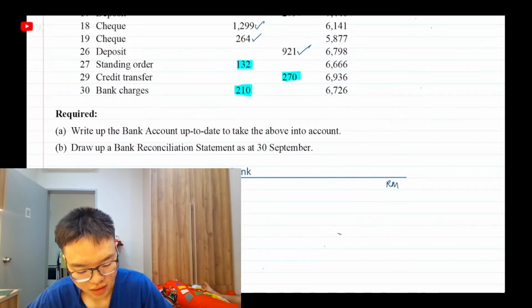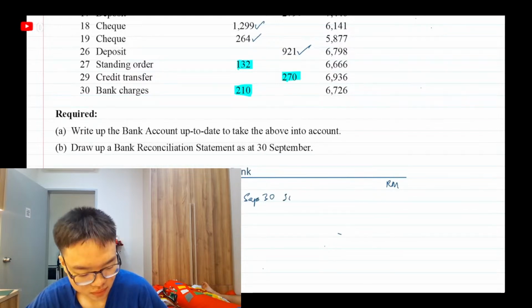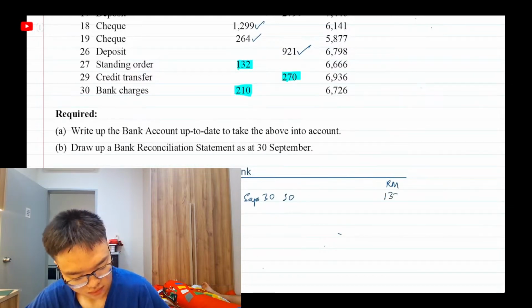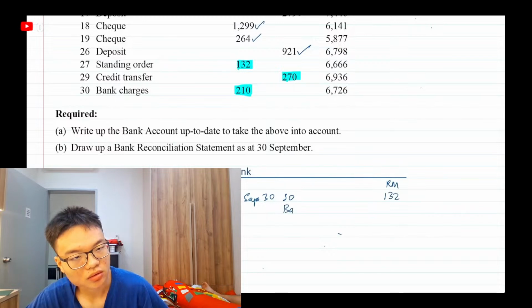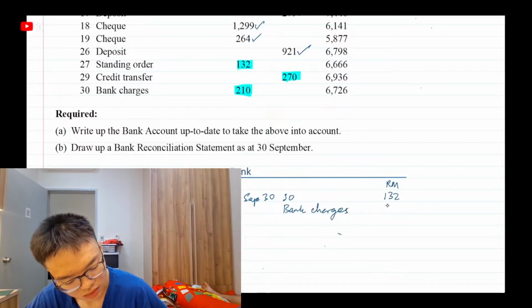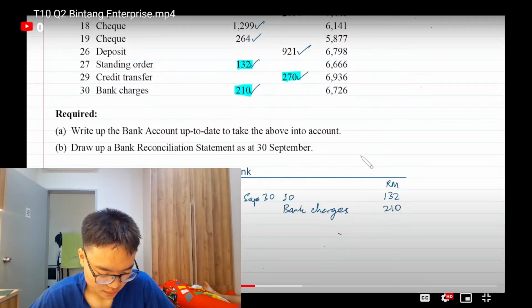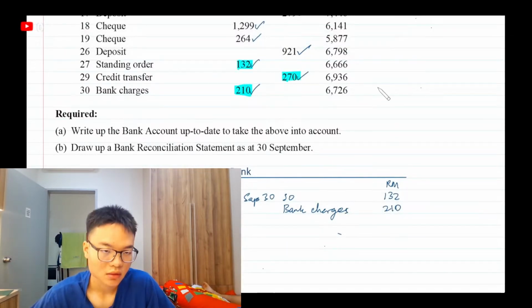Then we have two payments. Payments are recorded on the credit side of your bank account. First one is a standing order, 132 ringgit. Next one is bank charges, 210 ringgit. Okay, so as you update the cash book, you tick.